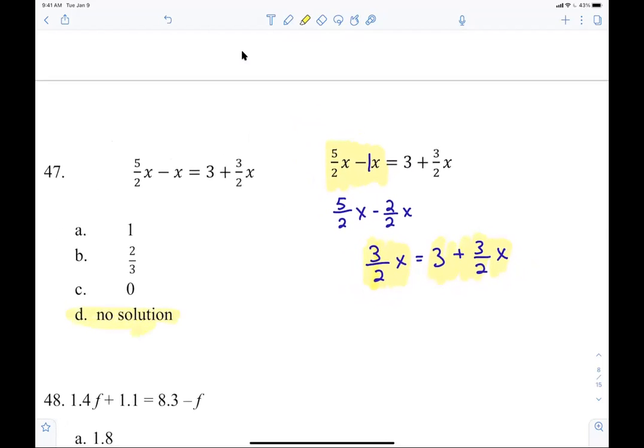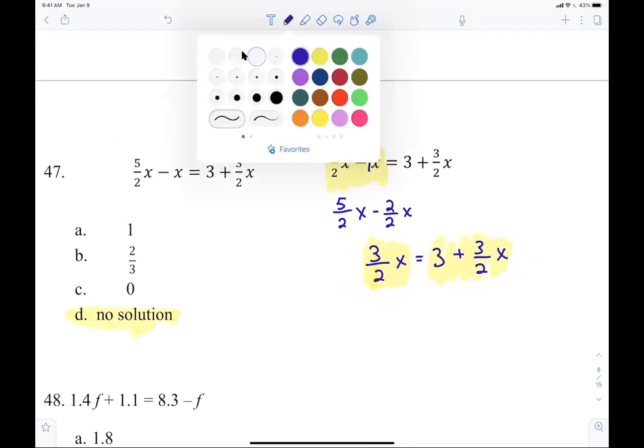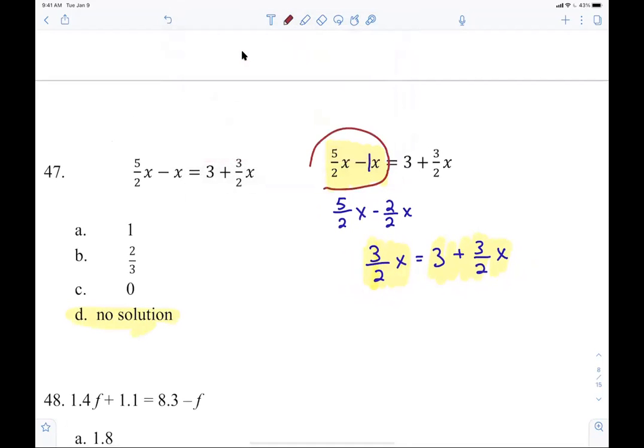But now make yourself a note and honestly try to look at this right here and make sure you understand 5 halves x minus 1 is 3 halves x. That's the critical part right there. Anybody need me to explain that? All right, here we go.